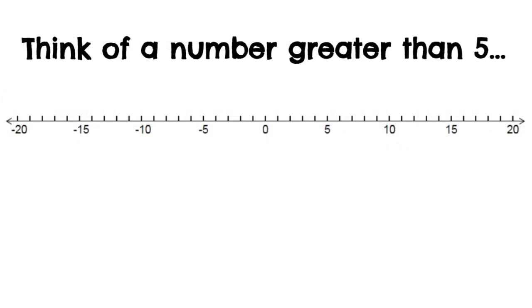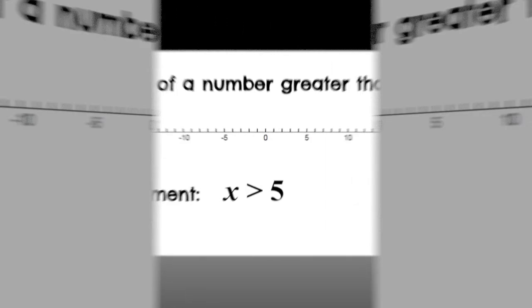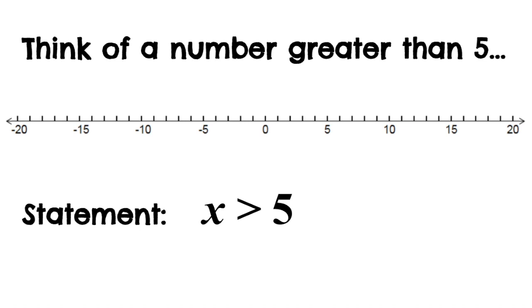So to start off, I want you to think of a number that is greater than 5. In fact, I'm going to challenge you even more. I want you to think of a couple numbers that are greater than 5 and then mark them on your number lines. As a statement, we would represent this with a variable x, which means any number, the symbol for greater than, and 5. This statement is x is greater than 5.